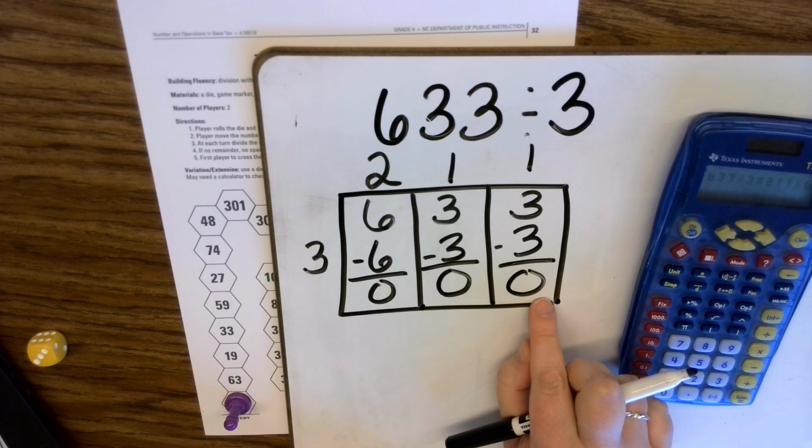Now, but notice something here. When my partner divided it and got it correct, they have no remainder. Guess what? They lost their turn. Now it's my turn.